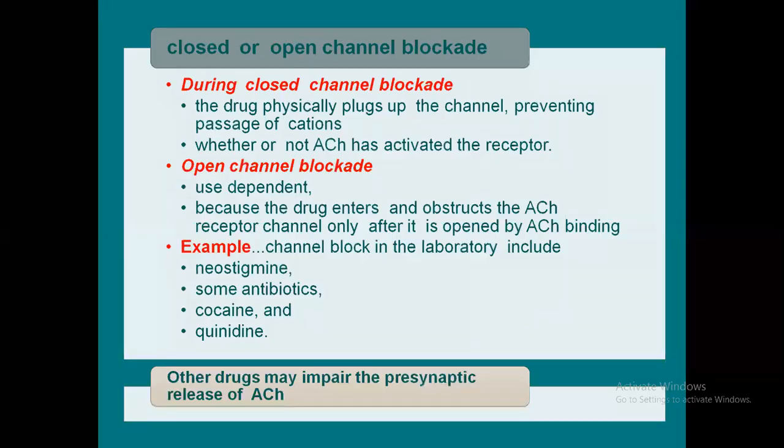Coming to the next, during closed channel blockade, the drug physically blocks the channel, preventing passage of cations, whether or not acetylcholine has activated the receptor. Open channel blockade is use dependent, because the drug enters and obstructs the acetylcholine receptor channel only after it is opened by acetylcholine binding. Examples of channel blockers in the laboratory include neostigmine, some antibiotics, cocaine, and quinidine.